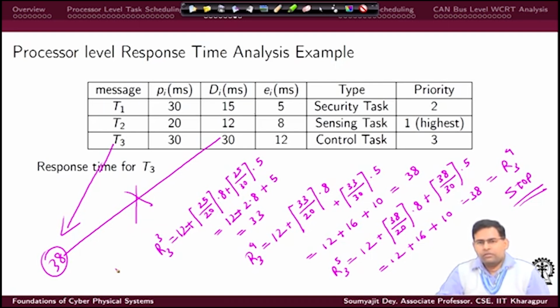So, that's it. That's how we go about doing processor scheduling and computing response time for task sets with fixed priority. So, with this we will end today's lecture.